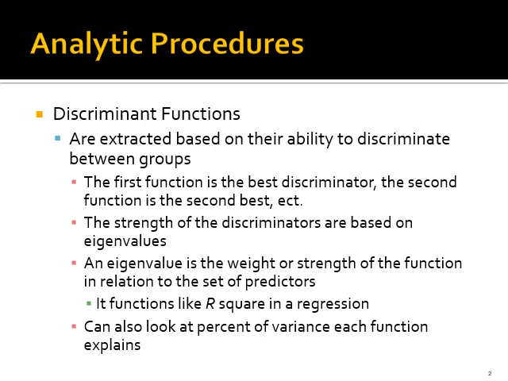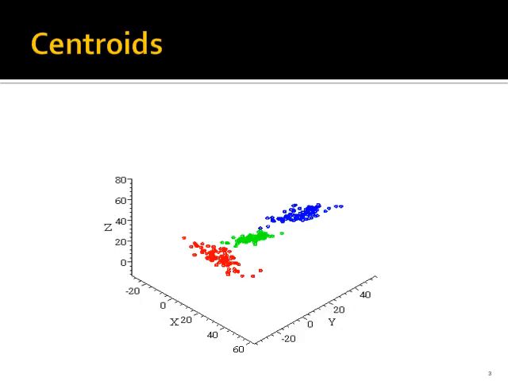So an eigenvalue is the weight or strength of the function in relation to the set of predictors. It functions kind of like R-square in a regression because it gives us information on how much variance that function is explaining. We can also look at the percent of variance each function explains, and a lot of times SPSS and other statistical packages will give you not only the eigenvalue in its raw form, but also the percentage of total variance being explained by that function.